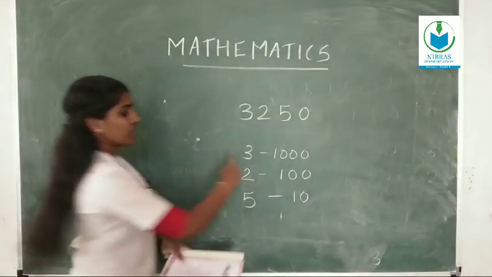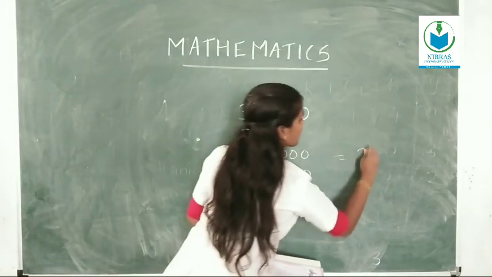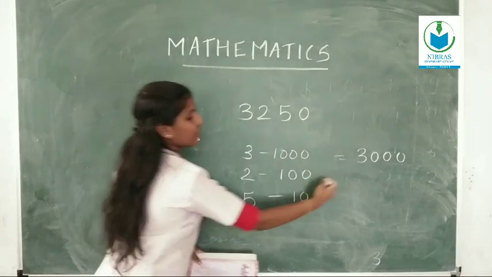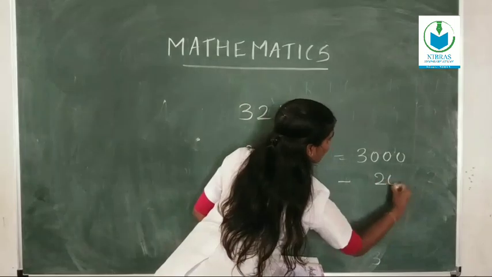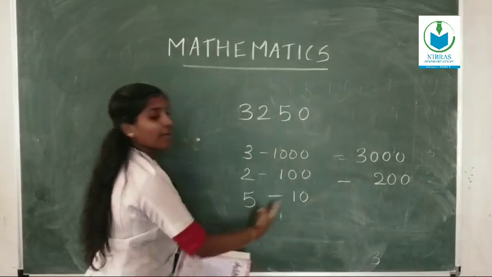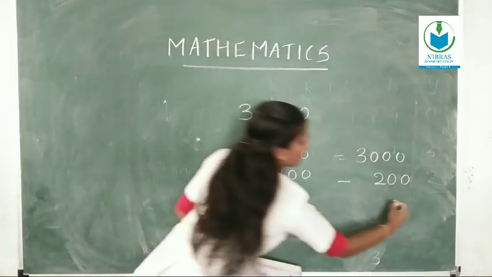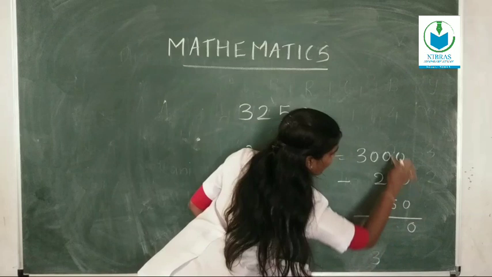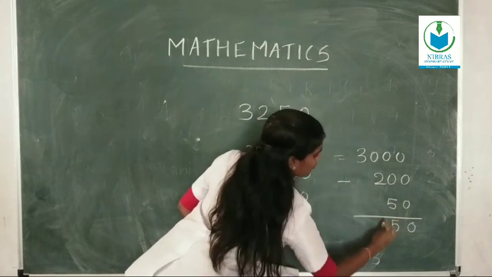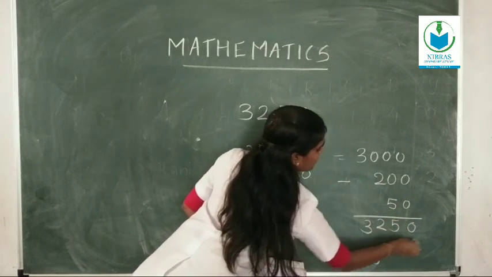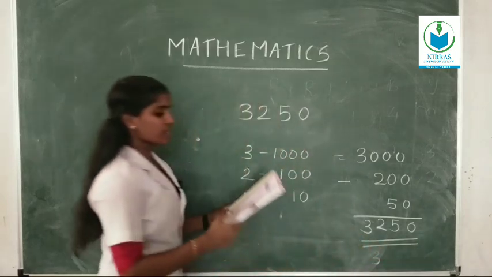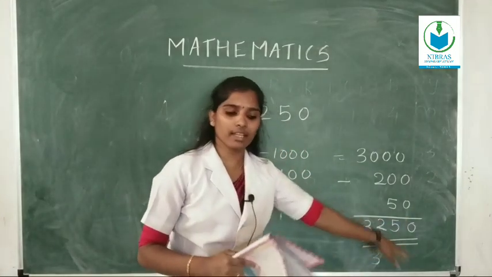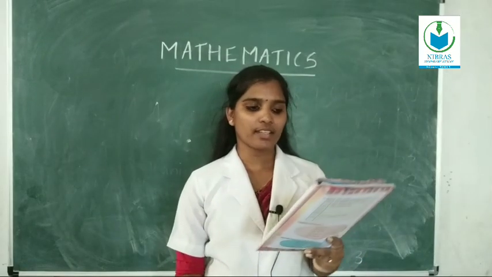Okay, so 3 thousands make 3000. Okay, and 2 hundreds make 200, and the last one, 5 tens, yes, 50. So total 0, 5, 2 and 3. So the total rupees is 3,250. Okay, clear? Next is a question.